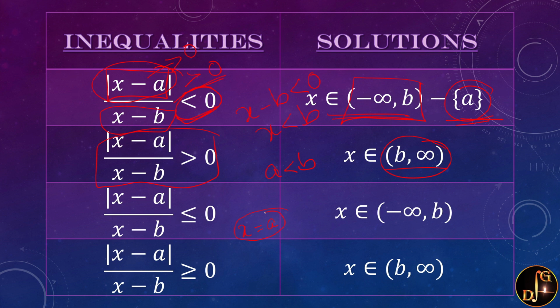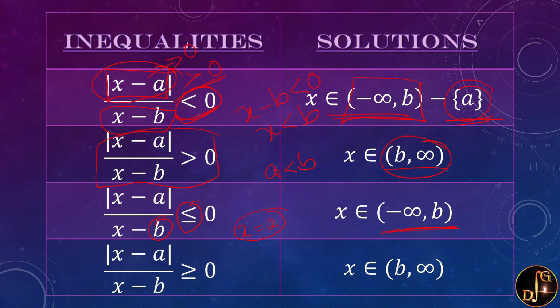We'll get all the values from minus infinity comma b. And one more thing, here we have less than or equal to, which means we are not including b, because again it is in the denominator. The denominator cannot be equal to 0. Therefore, it is the open interval minus infinity comma b.